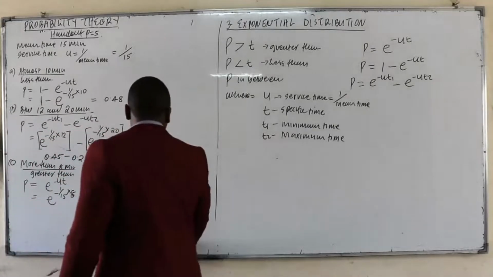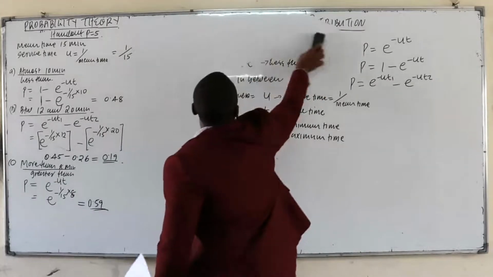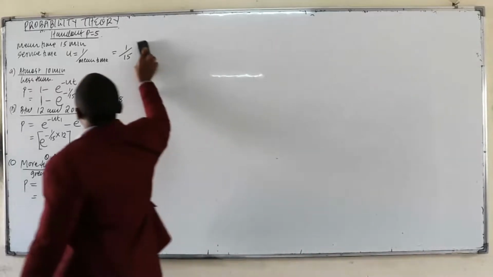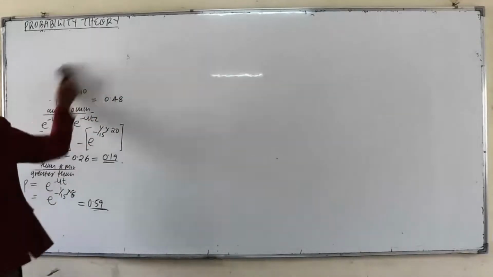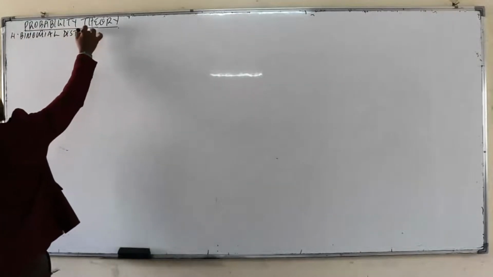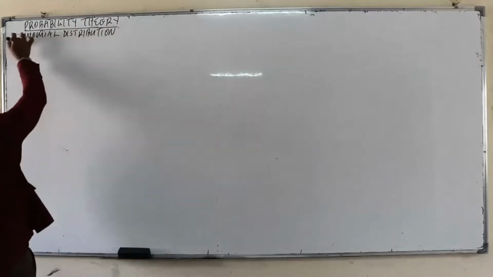So that was the third distribution. Let's look at another distribution. Number four is the binomial distribution. Right, you see that? This is a discrete probability distribution.